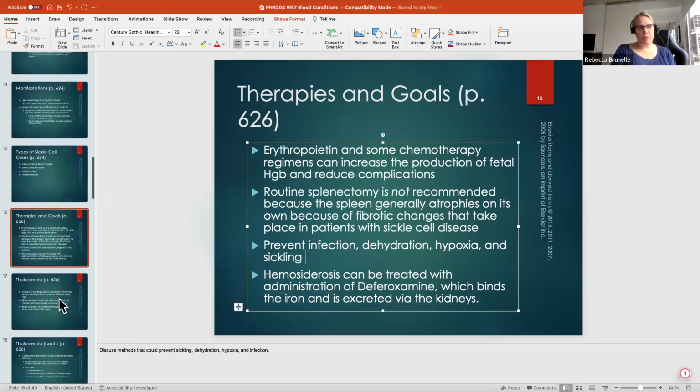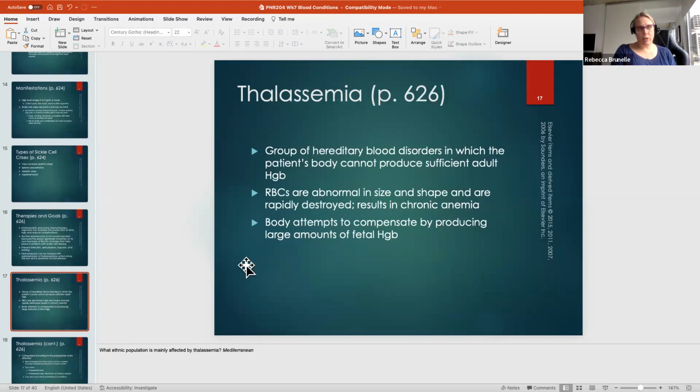There's another type of anemia that's also genetically inherited. This one's not as common in the United States. It's primarily in people of Mediterranean descent, so like Italy, Greece, that area of the world. And it's thalassemia. It's similar to sickle cell disease in that if you get the gene from both parents, it's a much more severe disease than if you only inherit it from one.